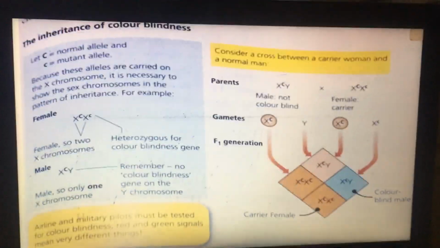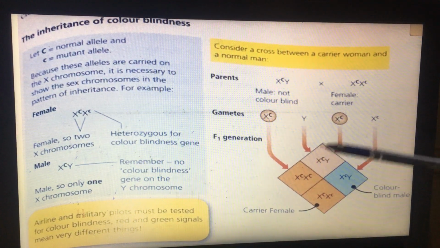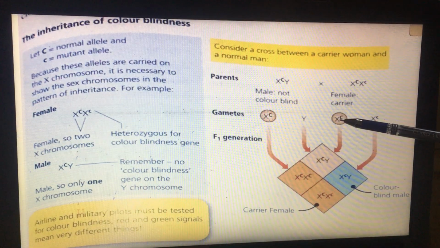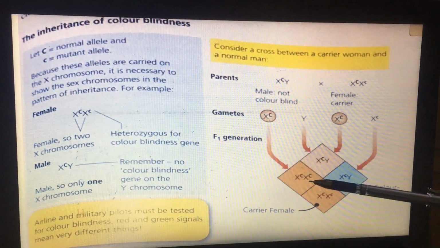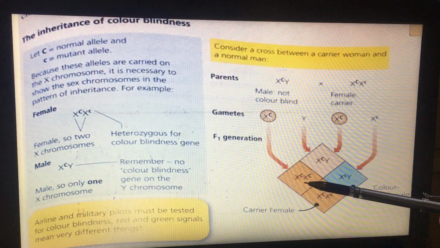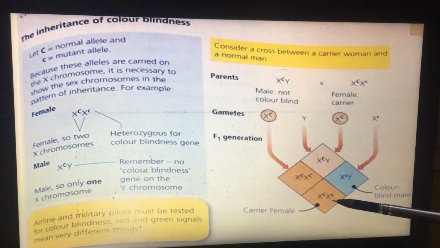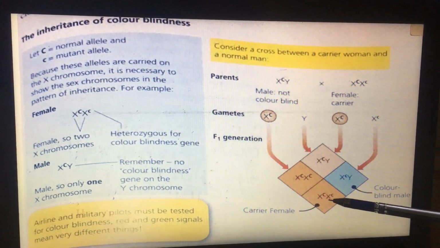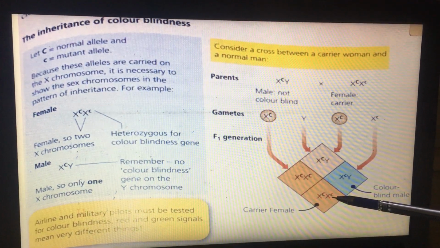Now what will happen if we make a cross? So XC capital with XC capital. Okay. Now XC capital with Y. So here we have a female and she's not color blind. Here we have a male, and he is also not color blind. Here we have a female. She's not color blind, but she is a carrier for the color blind gene.